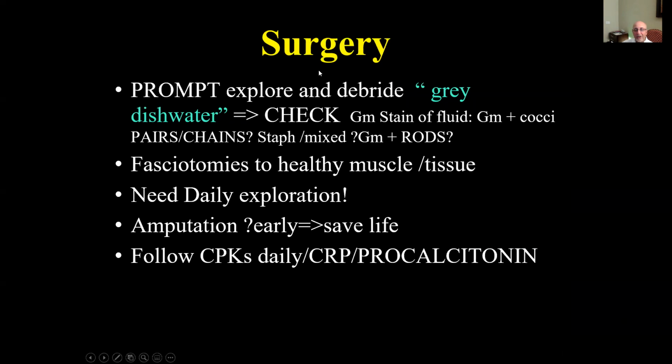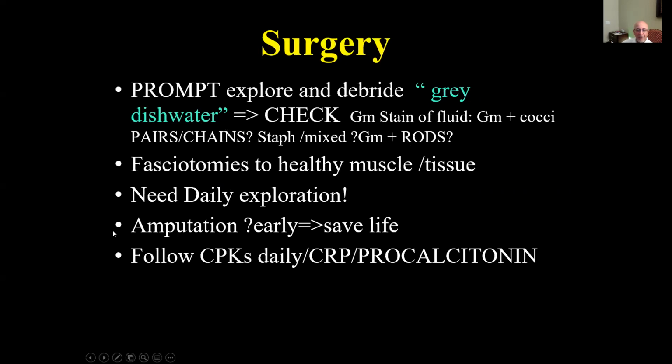However, surgical intervention is required promptly if the patient does have evidence of necrotizing skin infection, and the patient will require debridement and fasciotomies, where one will notice the gray dishwater pus that is typical for these kinds of infections. Please ensure the Gram stain of the fluid, including cultures, is obtained at the time of aspiration and surgery. Fasciotomy should be performed to healthy muscle and tissue. These patients will require daily exploration and monitoring in the intensive care unit.